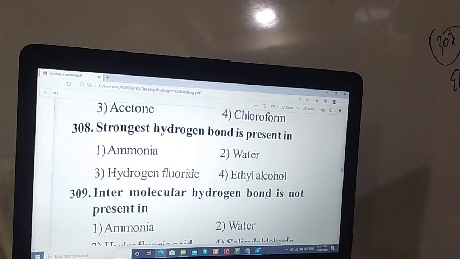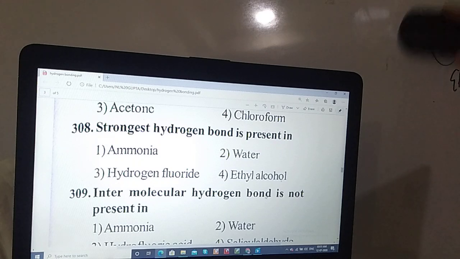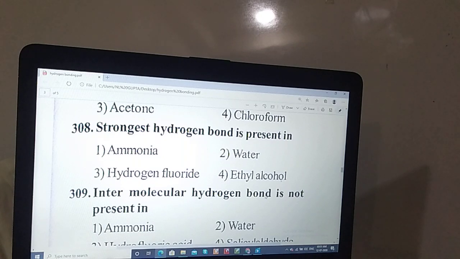Now 308. The strongest hydrogen bond is present in which? Ammonia, water, ethyl alcohol and hydrogen fluoride. Students, I am already telling you that whichever has the most electronegative atom has the higher boiling point and the stronger hydrogen bonding.